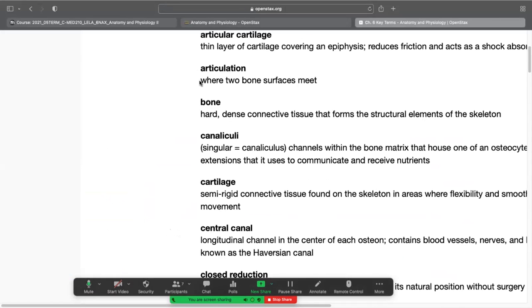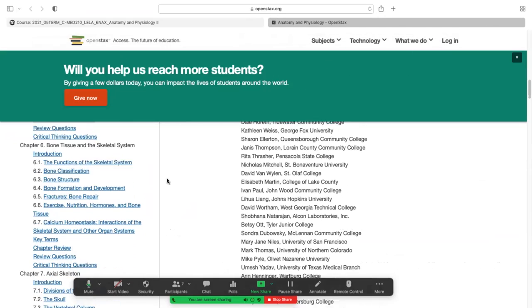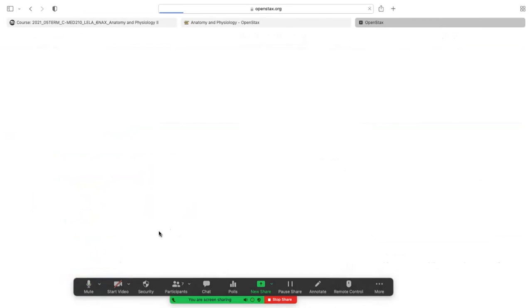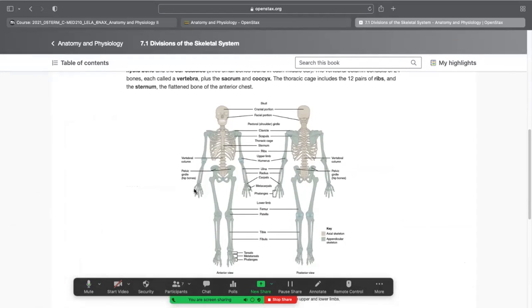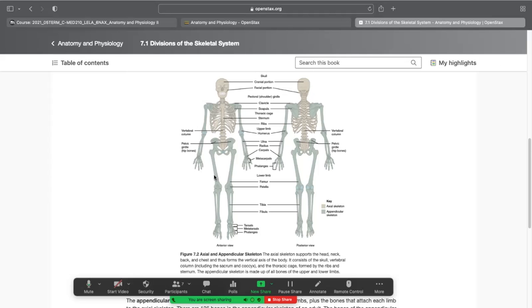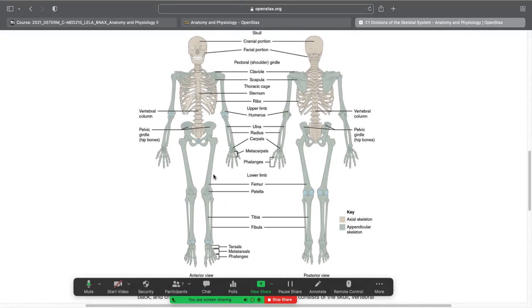Okay, and that's it for that chapter. Let's look at chapter 7. Look at some more divisions of, I mentioned this right here. Lovely, lovely diagram. Ripe for an exam.